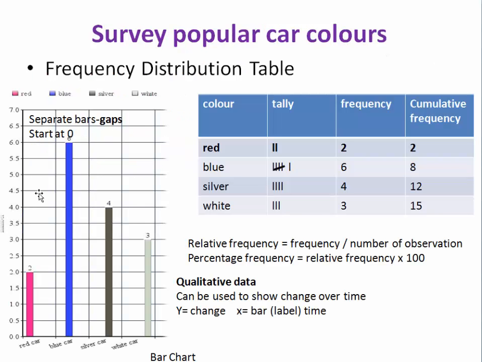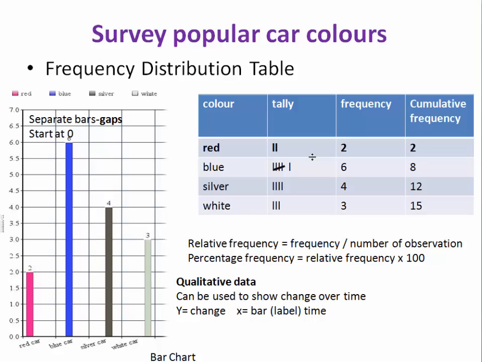Okay, now we're going to do a survey of popular car colours. So standing on a street corner for 5 minutes and noting down these popular colours for cars: red, blue, silver, white. We make a tally, so every time a red car goes past, make a little tick. A blue car goes past, make a little tick.